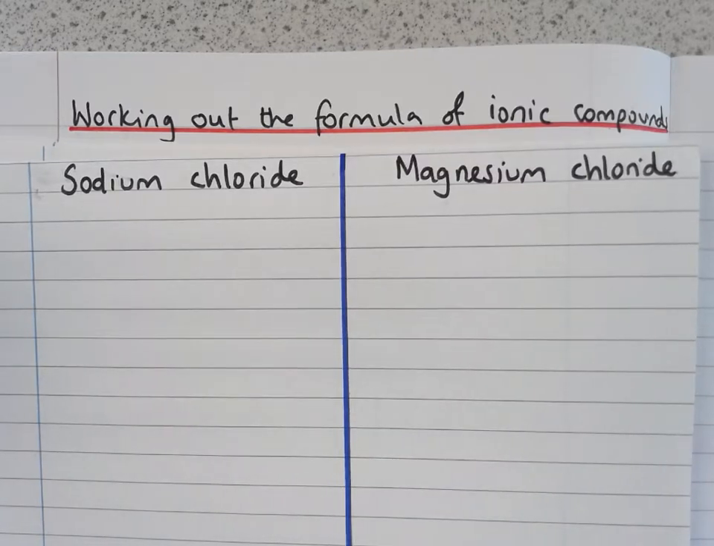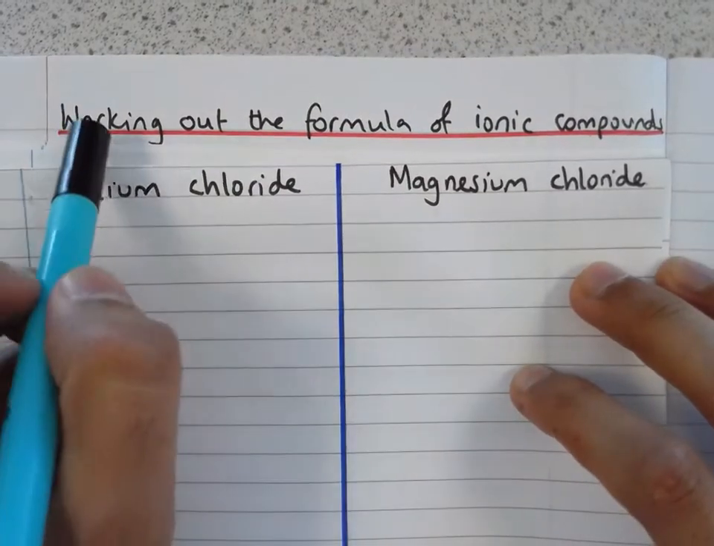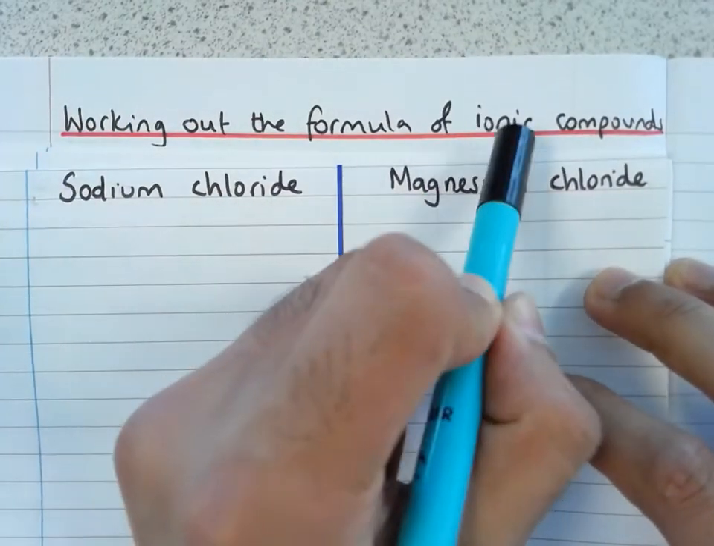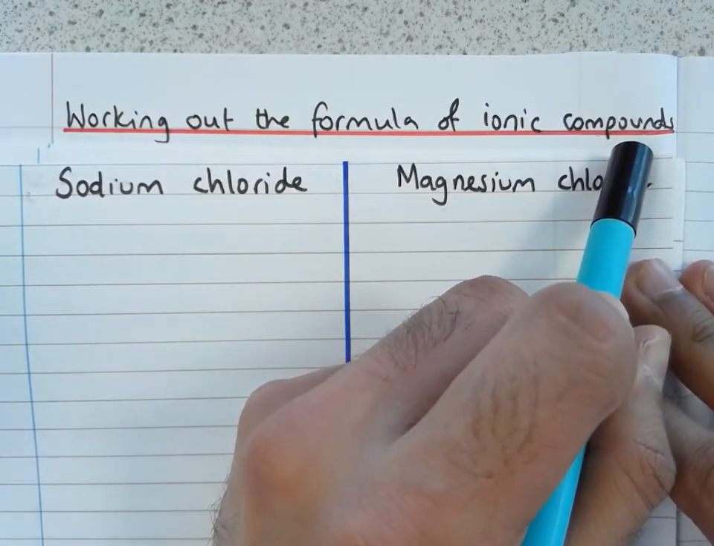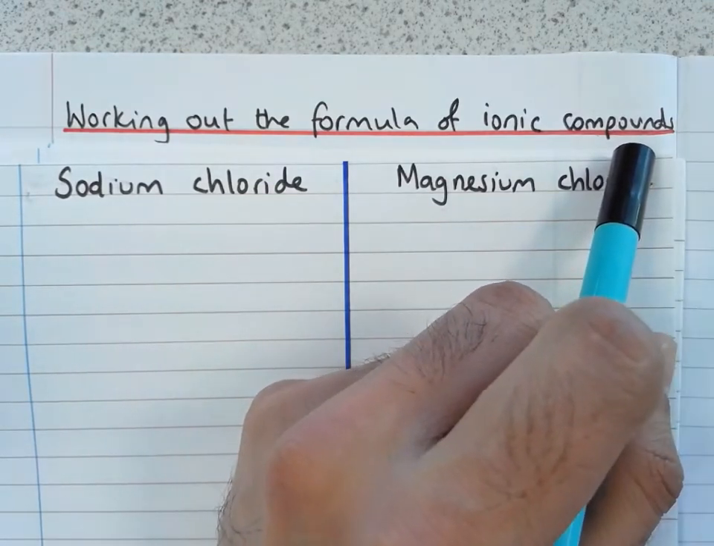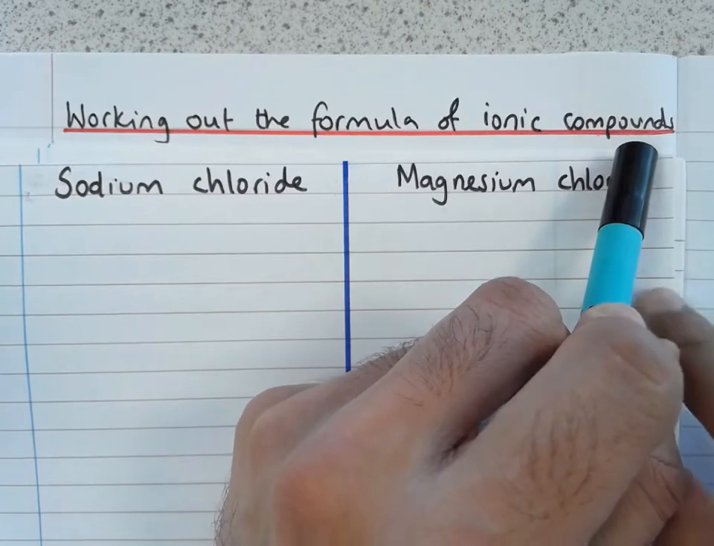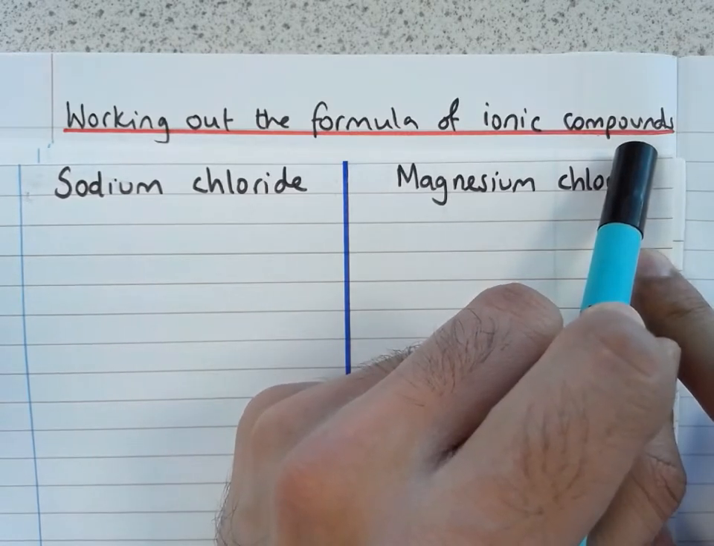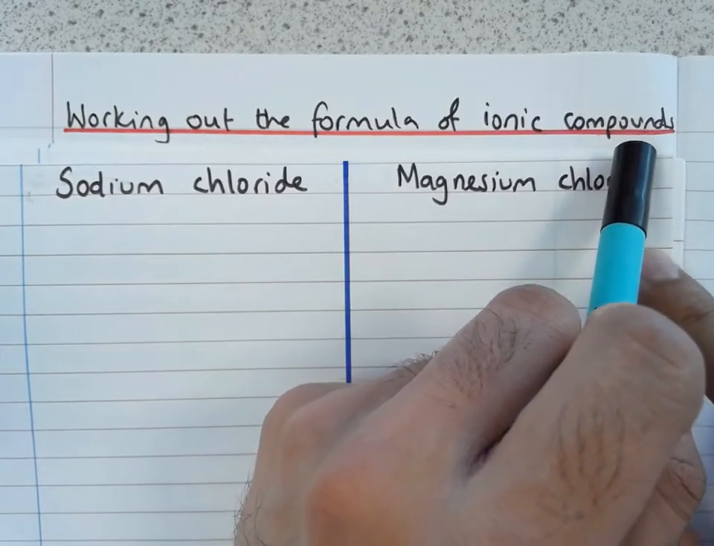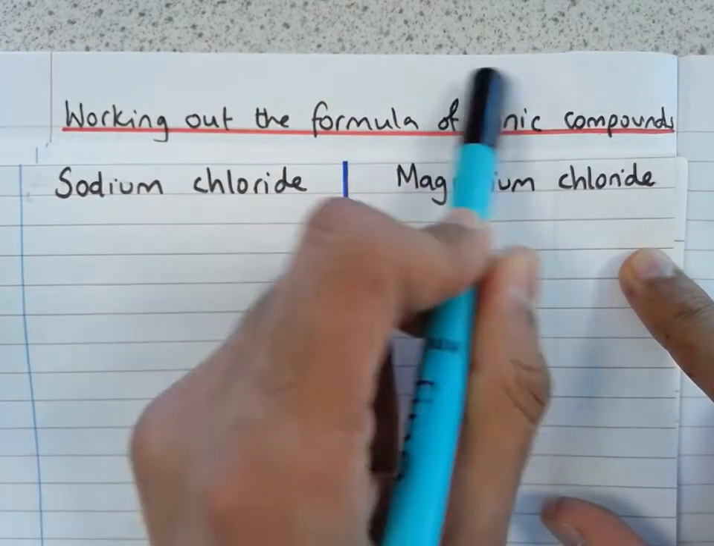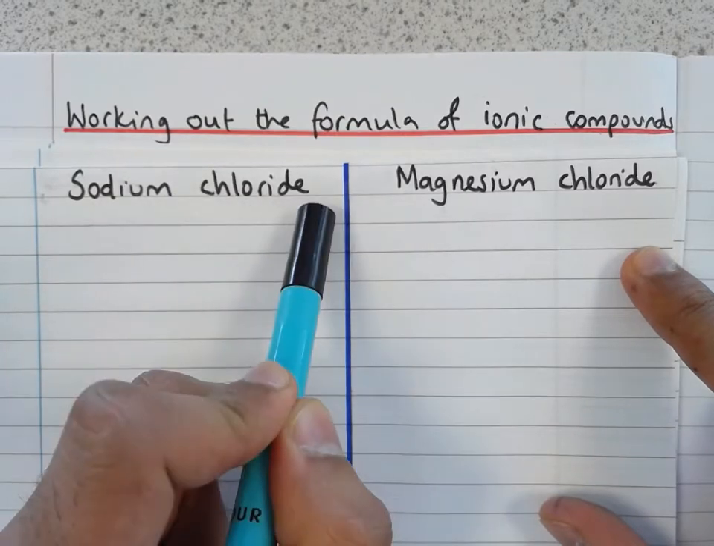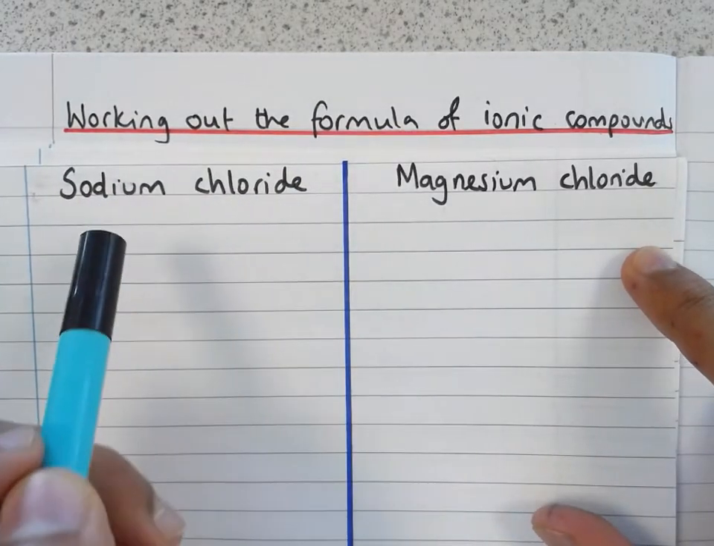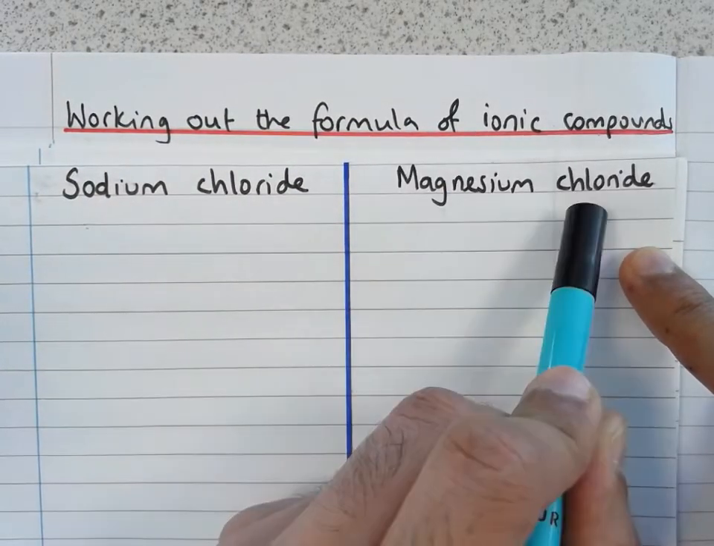So in this video we are going to look at how we work out the formula of ionic compounds. Remember, an ionic compound is a compound, which means it contains two different types of elements chemically joined together in fixed proportions. And it's an ionic compound, which means it contains a metal ion bonded to a non-metal ion. So two examples are sodium chloride and magnesium chloride.